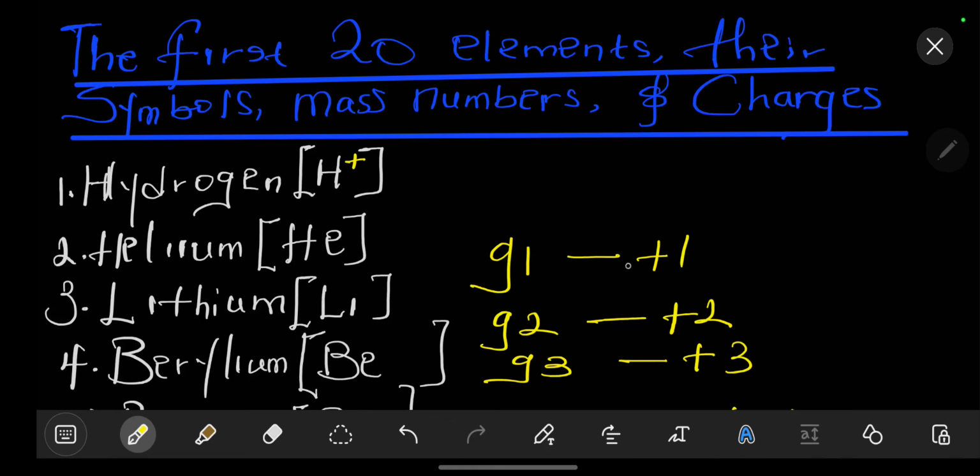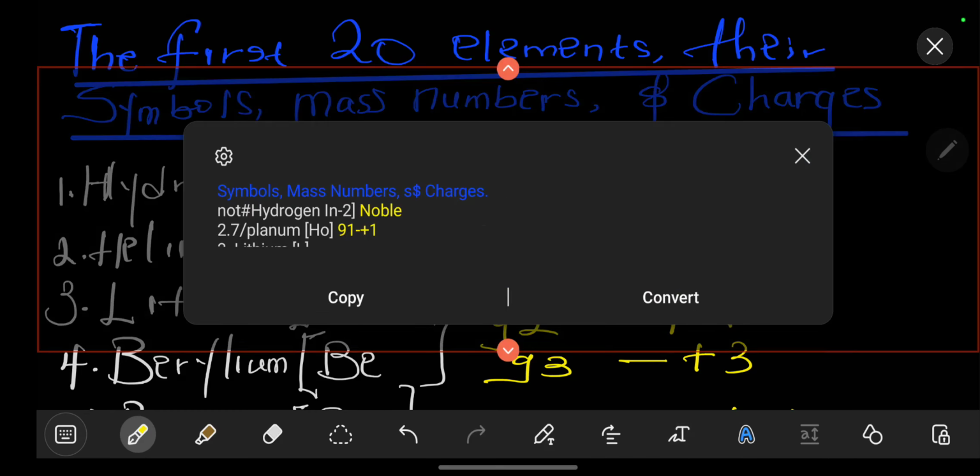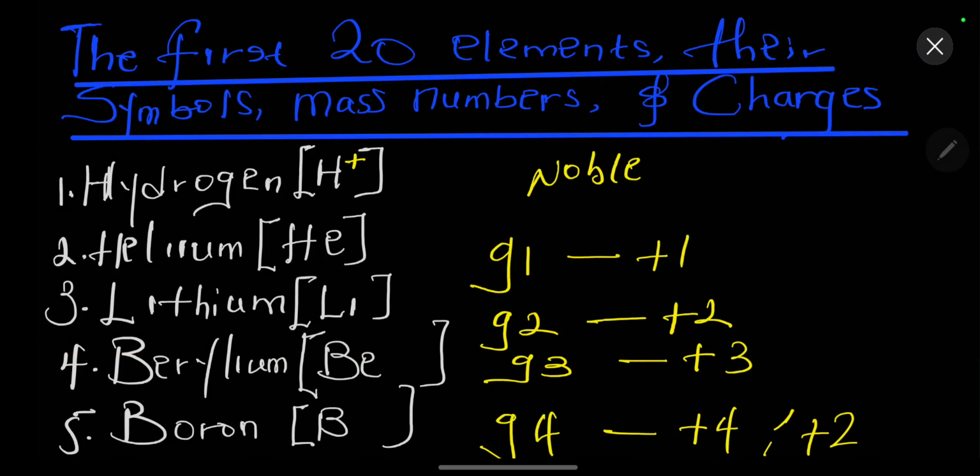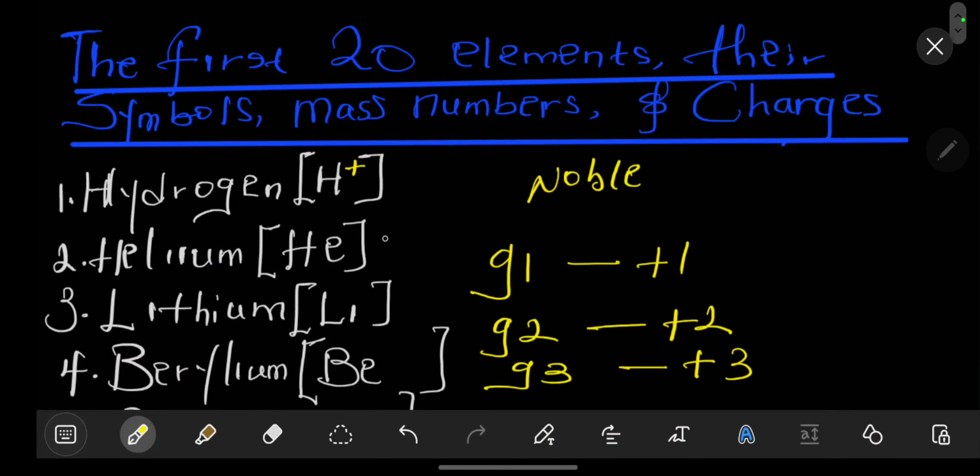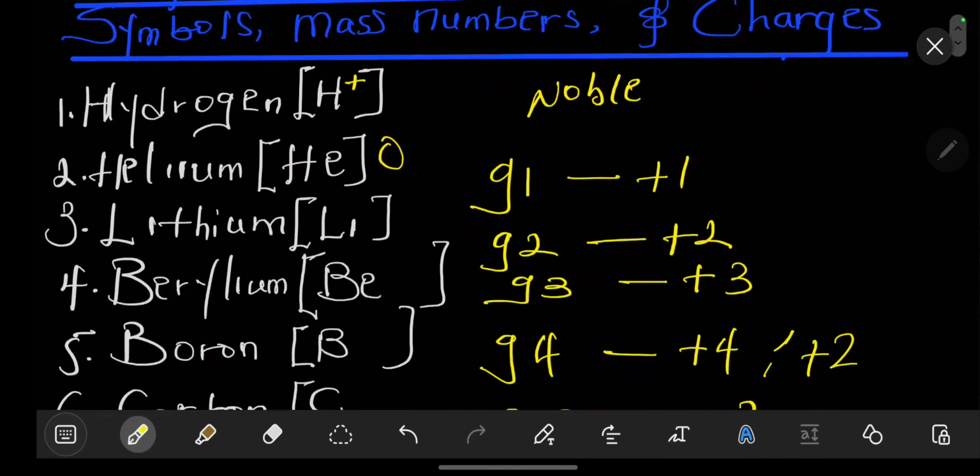Then helium belongs to group 8, not group 2, group 8. Group 8 are called the noble gases. We can also call them the inert or the rare gases. So it means they are unreactive, and so they possess no charge. The charge for helium is 0. So you won't see helium possessing any charge.